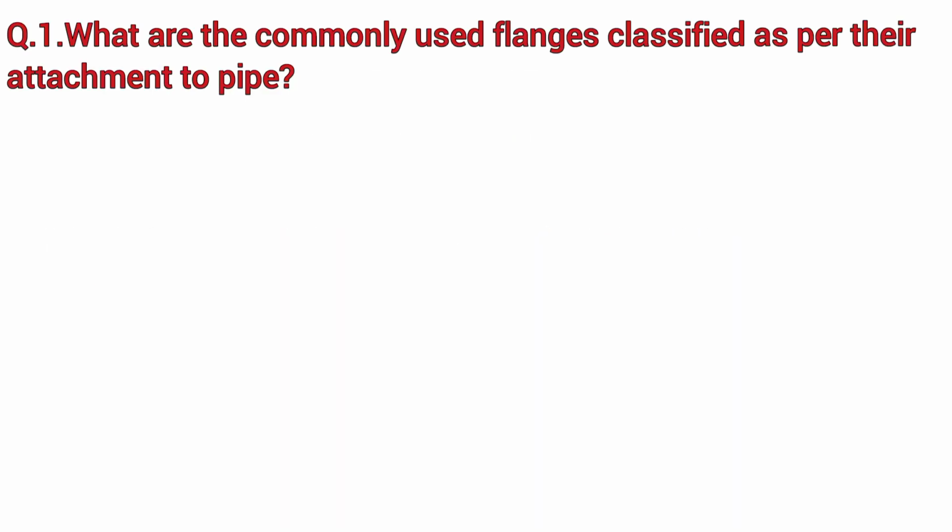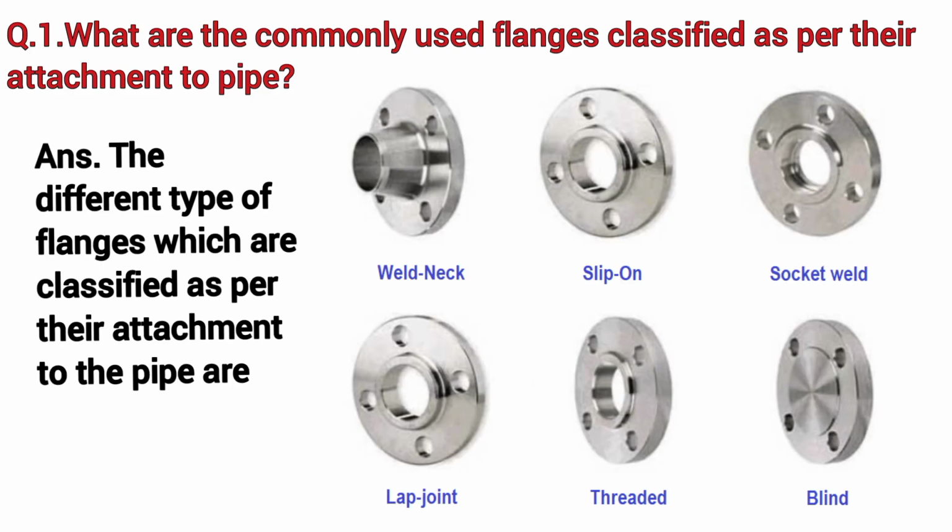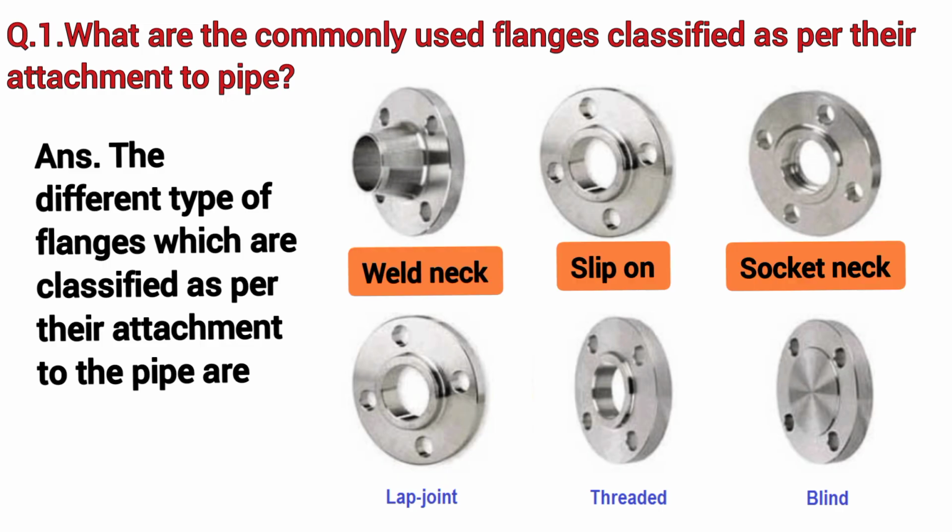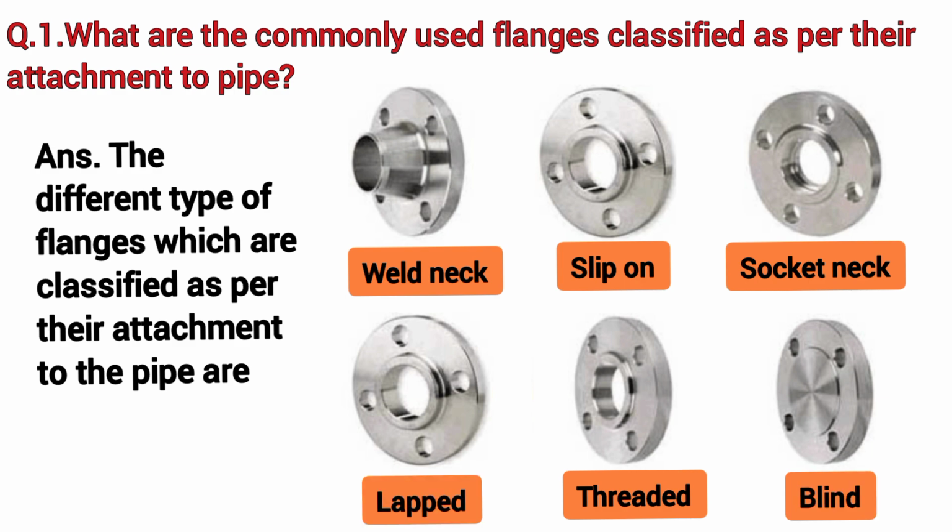What are the commonly used flanges classified as per their attachment to pipe? The different types of flanges which are classified as per their attachment to the pipe are weld neck flanges, socket weld flanges, slip-on flanges, threaded flanges, blind flanges, lapped flanges.